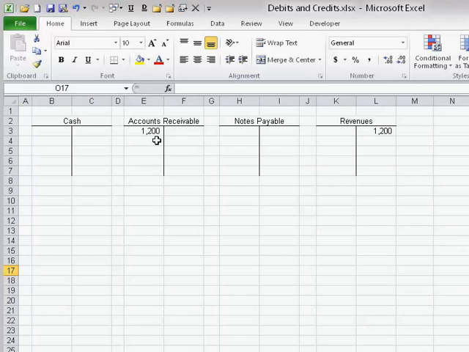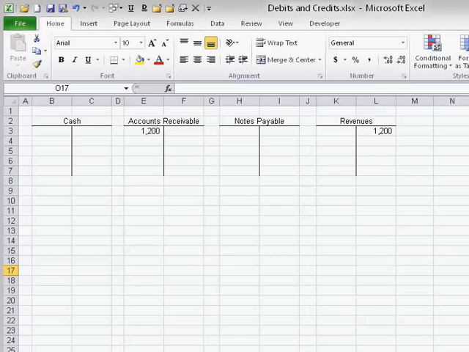Now, accounts receivable is the account we use to show how much money is owed to us by our customers for work we've already done, but we're just waiting to collect it. Okay? So that's one transaction. Well, let's go through another.